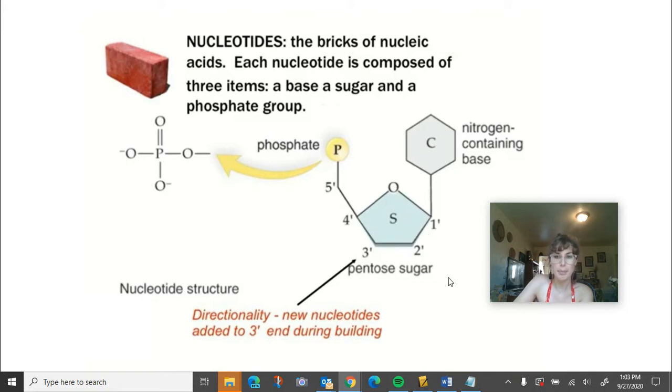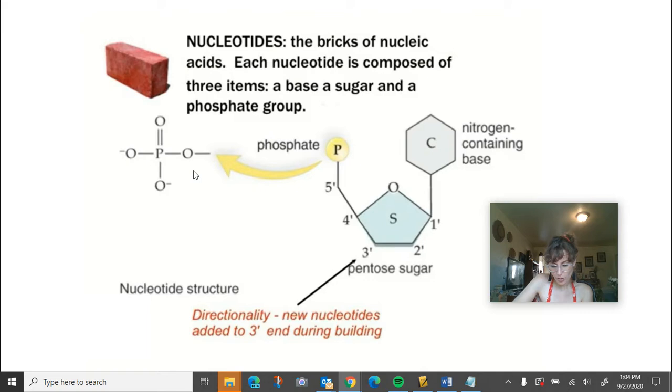When you hear the word pent, that means 5. So it's a 5 carbon sugar. And on that fifth carbon, we have a phosphate group. That functional group should look familiar to you. We see that it is the phosphorus, it gets double bonded to one oxygen, and then it's really saturated with oxygens all around it.